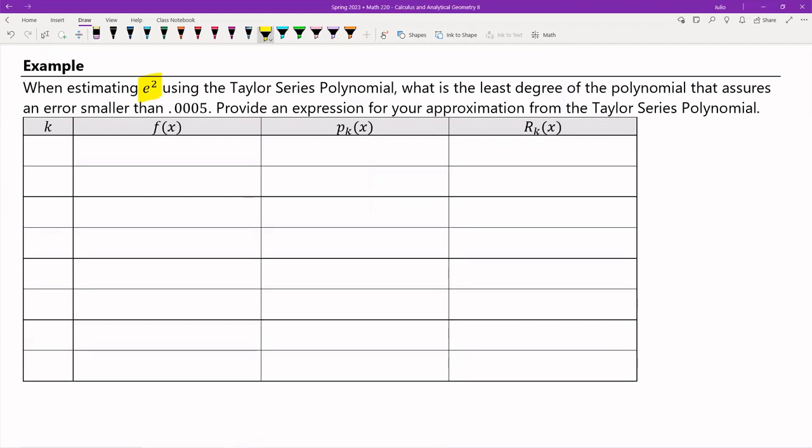The first thing I'm going to do is note over here that for e to the 2x, we found the Taylor series polynomial to be the sum from n equals 0 to infinity of 2 to the n over n factorial times x to the n. So if I want e squared, that's going to be e to the 2 times 1. So my x value right here is going to be 1.